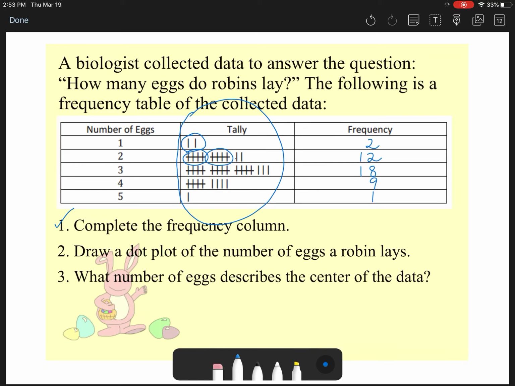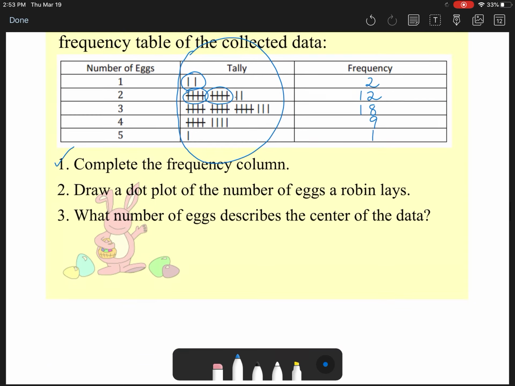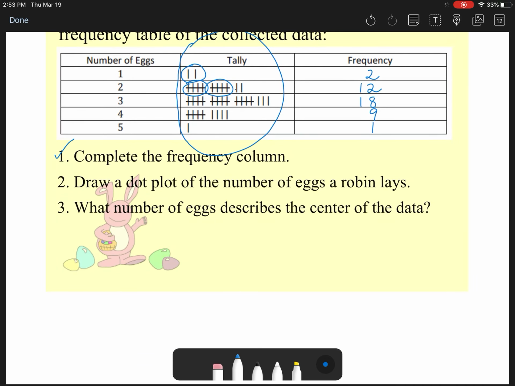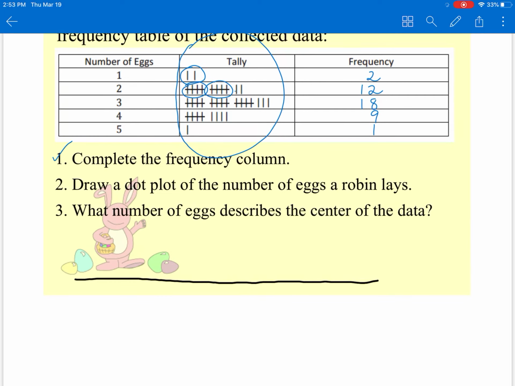Now draw a dot plot of the number of eggs a robin lays. Okay, so let's do that here on the bottom. I'm going to try and do this as neatly as I possibly can. Okay, so creating the dot plot. Start with our horizontal line. I'm going to have to draw it lower than that.